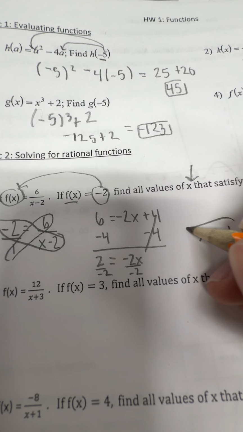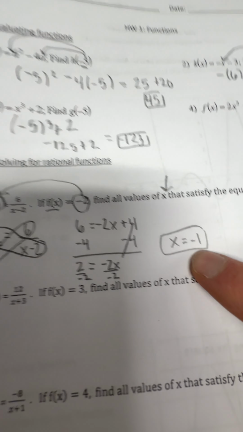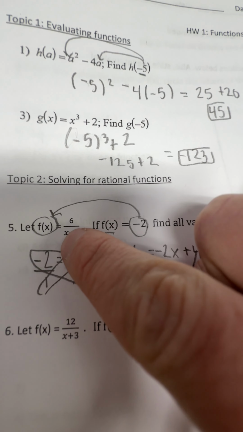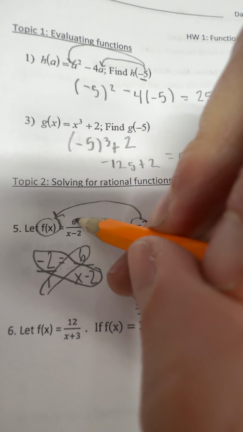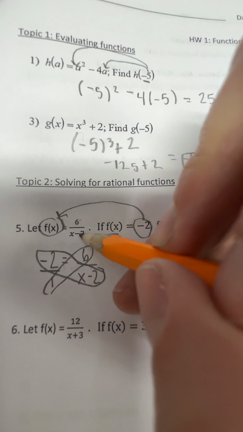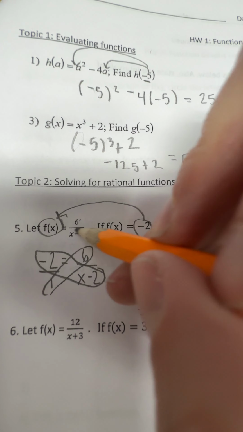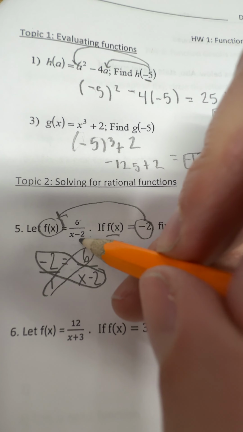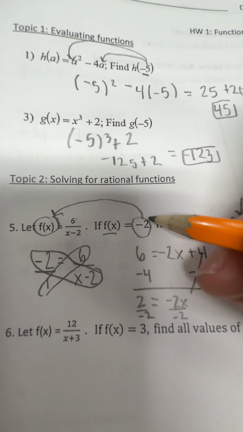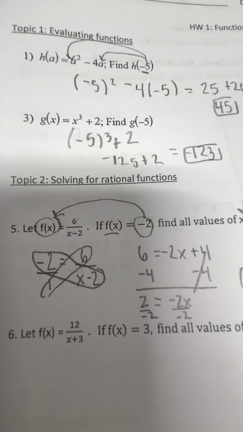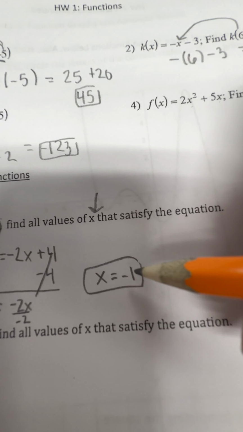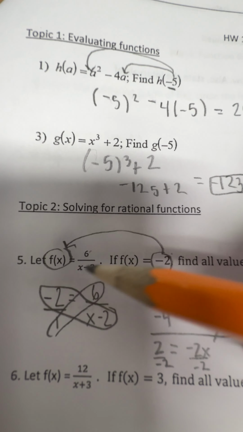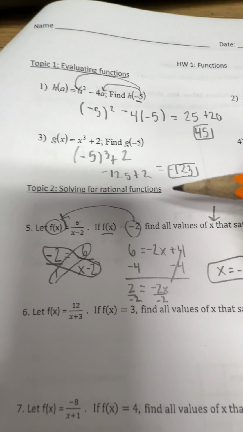What does that mean, you guys? That means that when I take -1 and I plug it in right there, I would get 6 and then a -1 minus 2. Well, that would give me a -3 in the denominator, and 6 divided by -3 is a -2. So I'm finding the x value that when I plug it in, I get this answer right here.